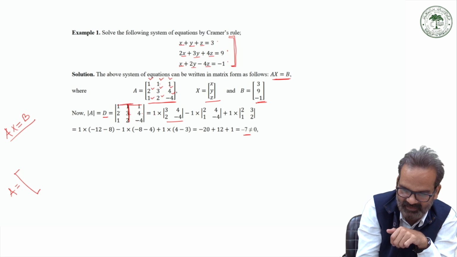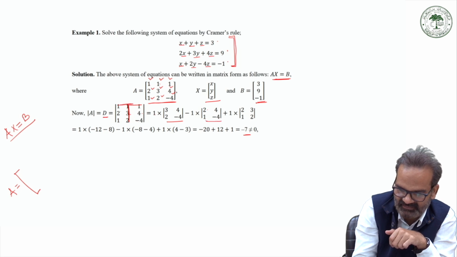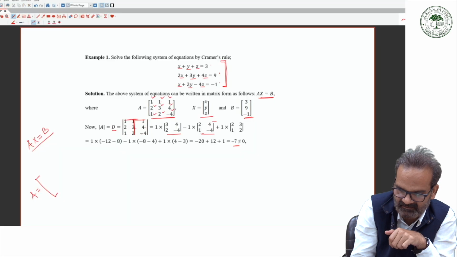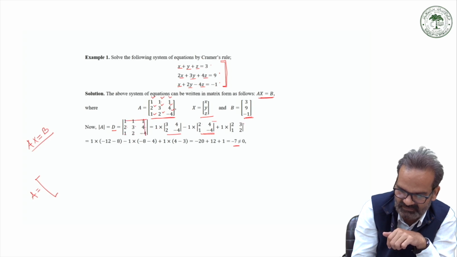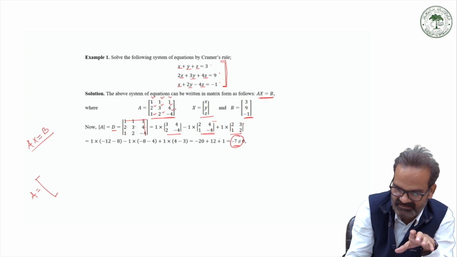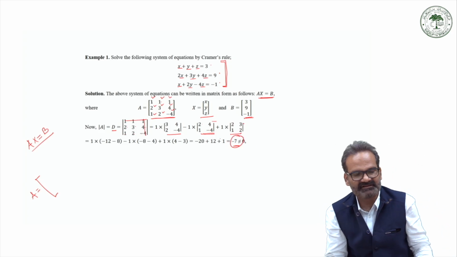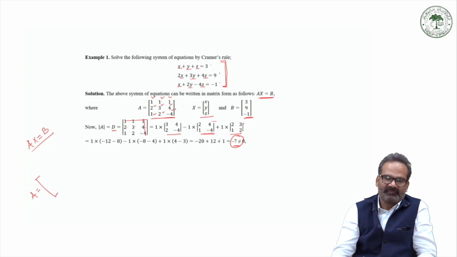2, 1, 4, minus 4. We are getting this. Now come to 3. This one, right? Delete this row and this column. 2, 3, 1, 2. Now simplify all these three. Calculate them. You will get minus 7 as the determinant of the given matrix, right?